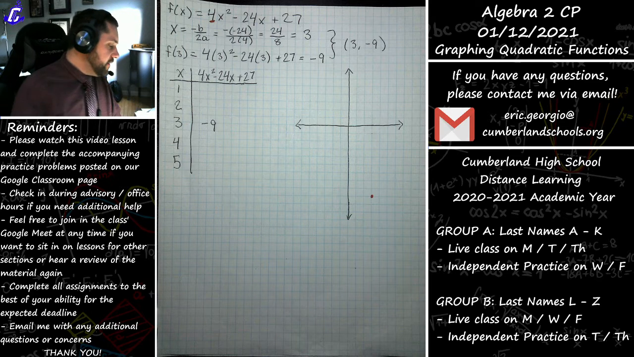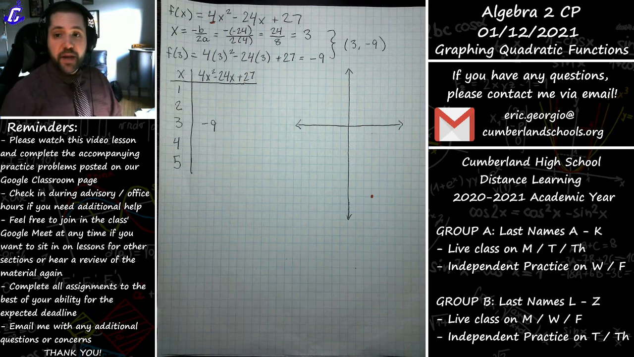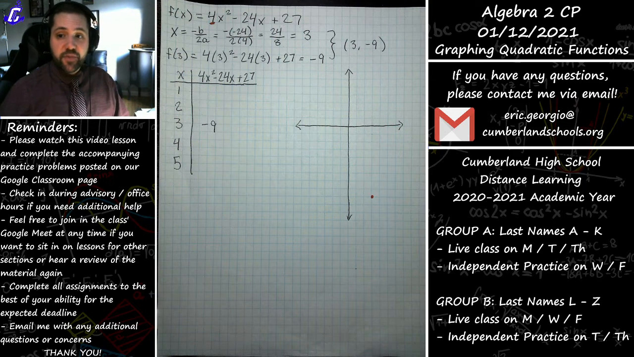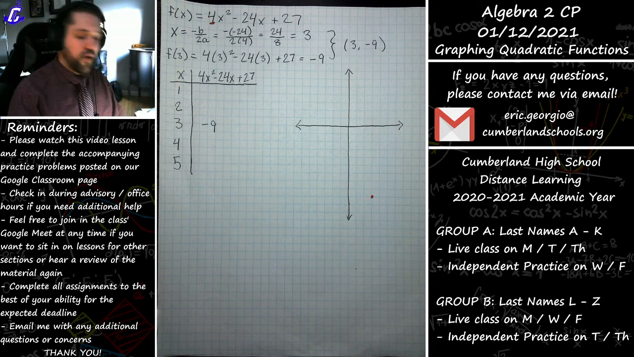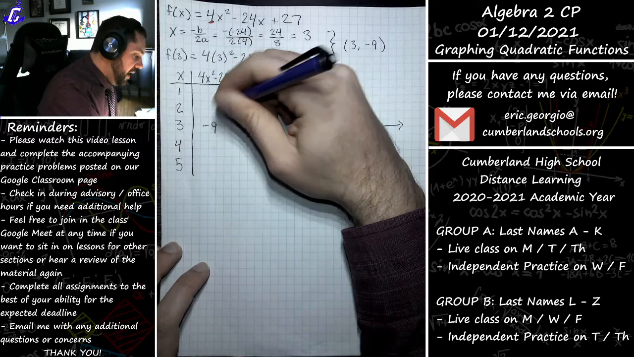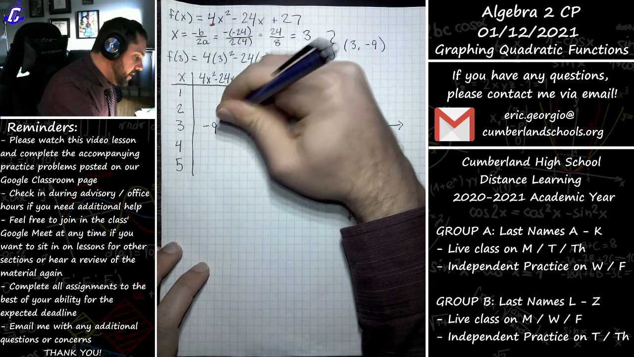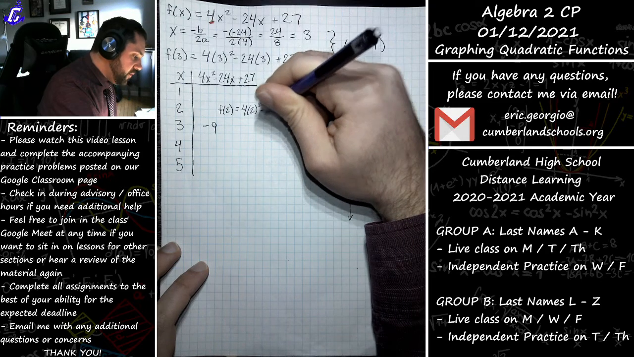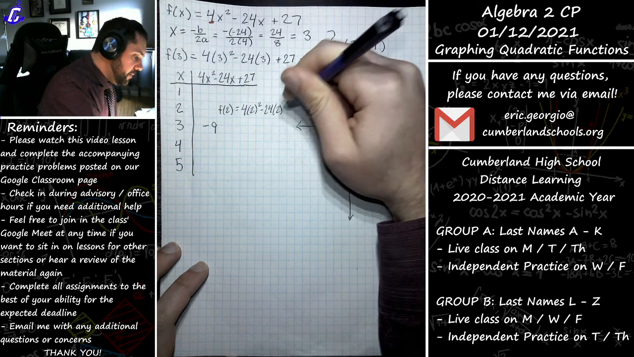All right. So again, you could pick whichever one you want, but personally I would pick the top because those are easier numbers to work with, 1 and 2. A parabola is symmetrical though, so even if you picked 4 and 5, you'd get the same answers and you can just reflect it. So let's see. For this problem, f of 2 is equal to 4 times 2 squared minus 24 times 2 plus 27.